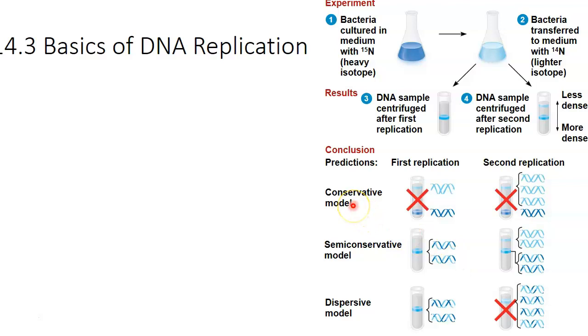The conservative model doesn't make sense at all, so we could put an X on there. If the conservative model were true, then what we'd expect after one round of replication is two bands, one way down here at the bottom, representing the DNA made up of both strands made up of heavy nitrogen, and then one band up here, both strands made up of light nitrogen.